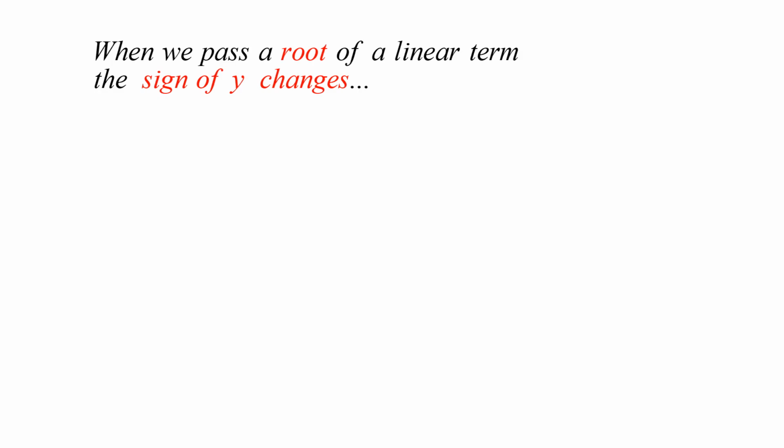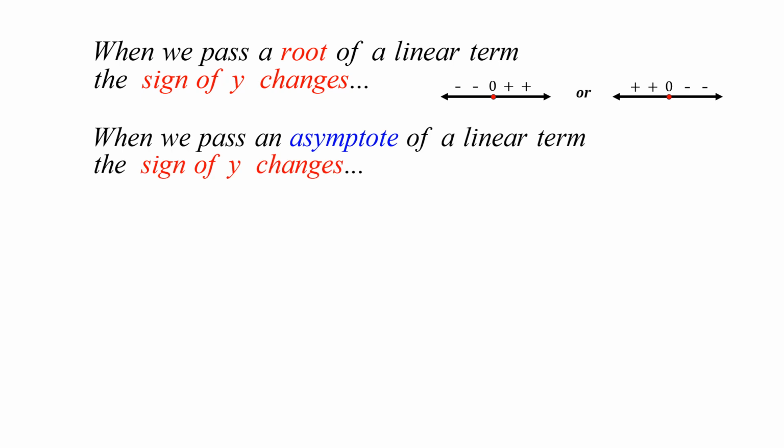When we pass the root of a linear term, the sign of y changes from negative to positive or positive to negative. When we pass an asymptote of a linear term, again, the sign of y changes from negative to positive or positive to negative.